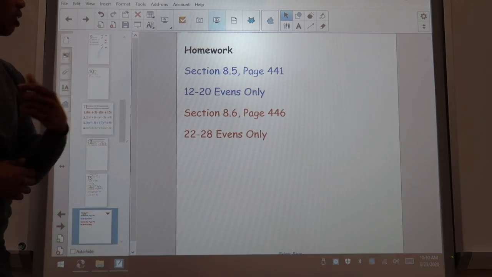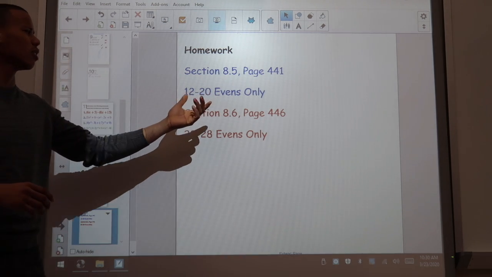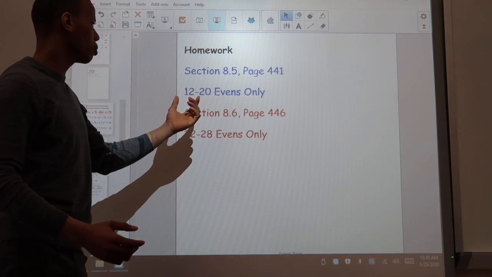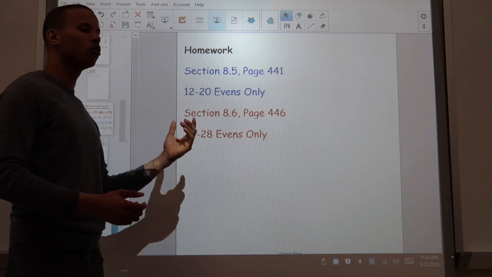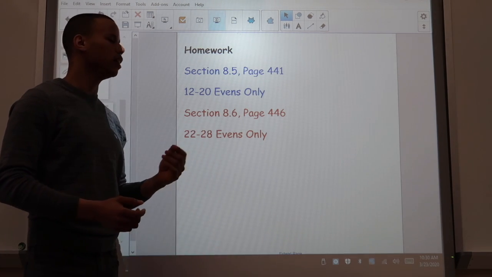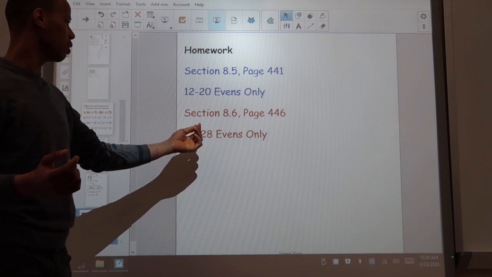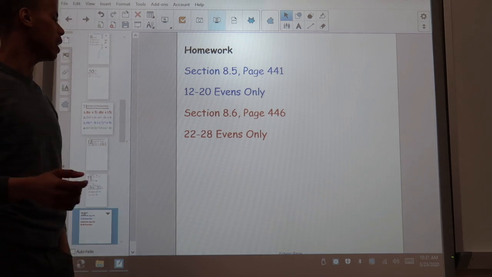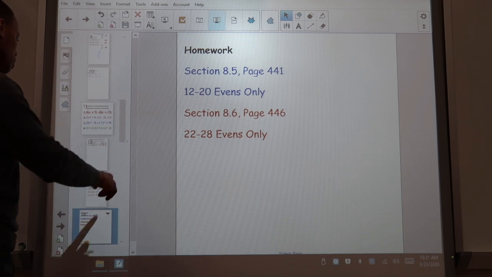Now for homework, you're going to have 2 portions of it. Both are from the book, which you'll have in Google Classroom. You're going to go to section 8.5, page 441, and you're going to do problems 12 to 20. You're only going to be doing the even ones. And same thing for 8.6, on page 446, you'll be doing 22 through 28. Again, that's only the even problems.